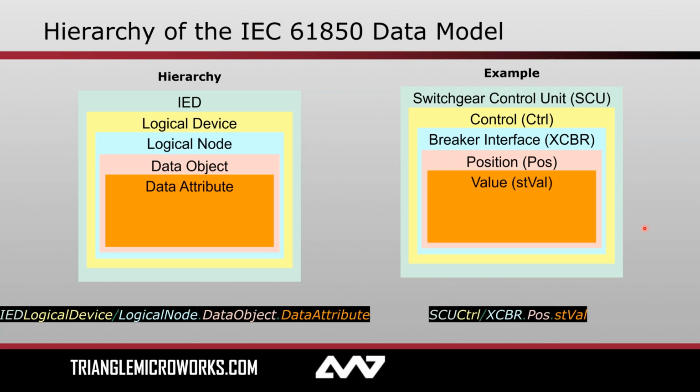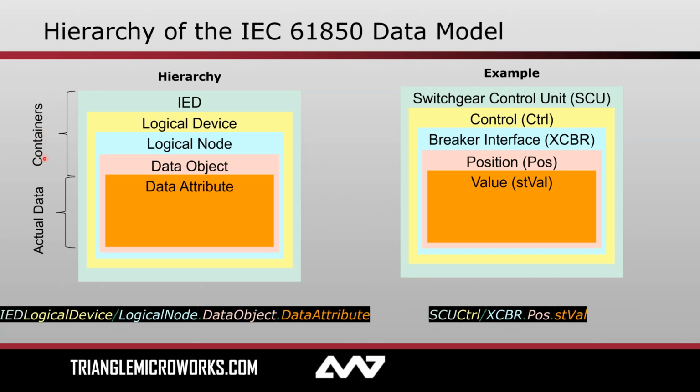And then finally, we have the data attribute down here at the bottom. This is the leaf node, at the end of the tree for our 61850 data model. Everything is going to ultimately end with a data attribute, and the example I have here is value. Value is the only one that actually has any actual data within it. Everything else is just a container or a container within a container.